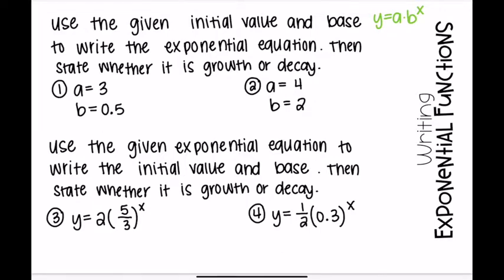So for number 1, we have y equals, we're going to write a times b to the power of x. Now, I don't really like having so many dots, so instead of writing the dot right there, I'm actually going to put 0.5 in parentheses, and you will see that sometimes. Now we have to state whether it's growth or decay. Since our base is 0.5, that's between 0 and 1. So that would represent decay.